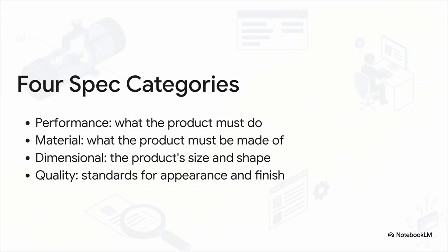Third, dimensional specifications, which lock down the exact size and shape right down to the decimal point, like 12 by 8 by 3.5 inches. And fourth, quality specifications. These define the rigorous standards for appearance and finish, for example, dictating that there can be 0 visible brush marks when viewed from 3 feet away. A truly masterful spec sheet weaves all four of these categories together flawlessly.